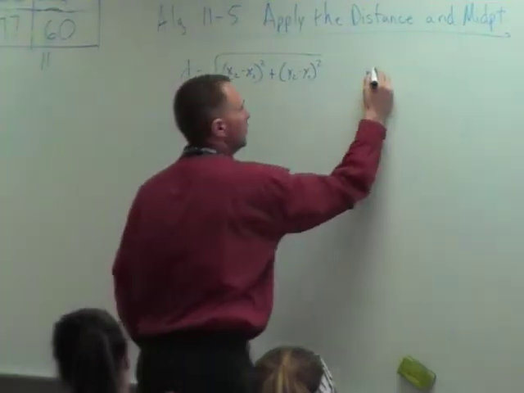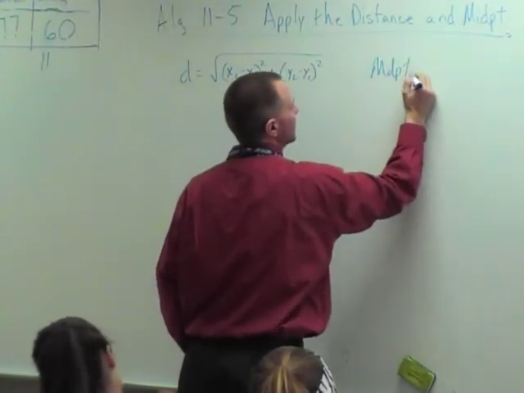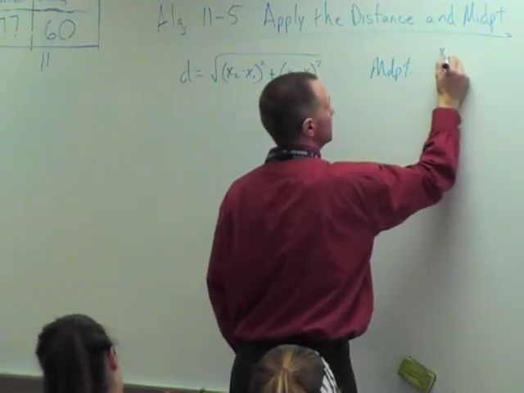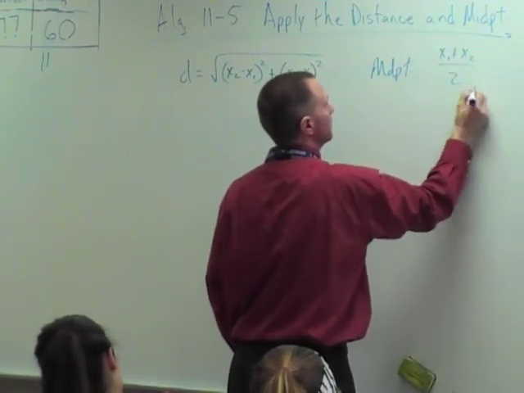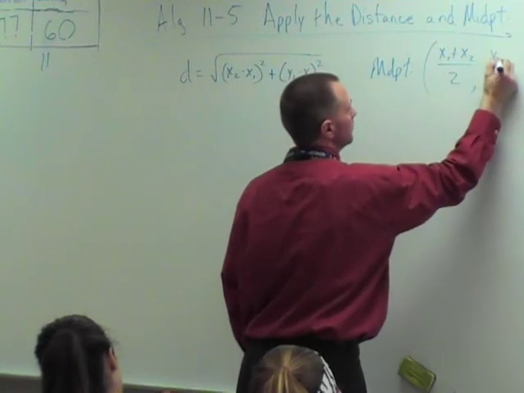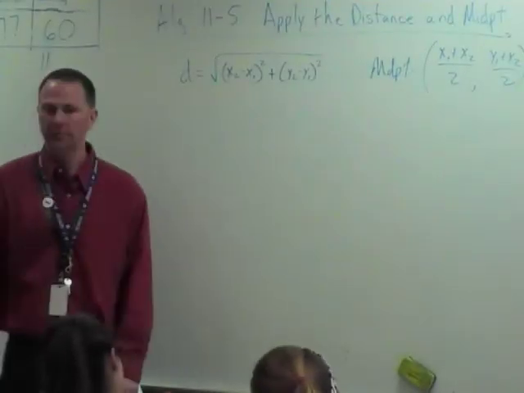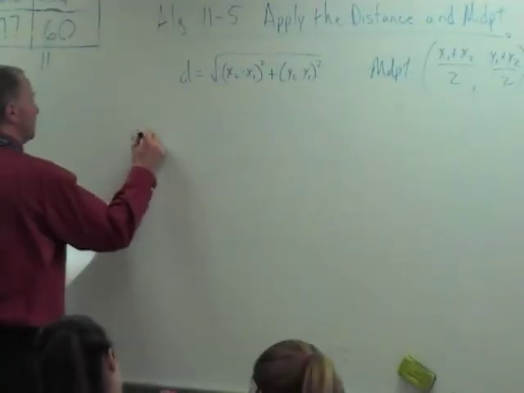Okay. That's the distance. What's the midpoint formula, somebody? M, parentheses, x1 plus x2 over 2, comma, y1 plus y2 over 2. So you're just getting the average of the two points. That's really what it is. All right, good. Example 1.